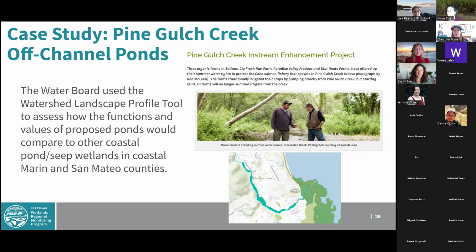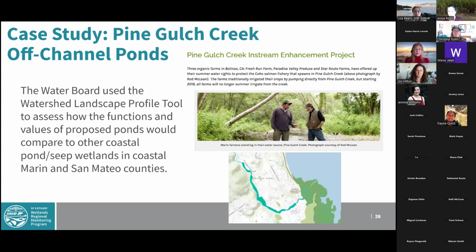And so we used the Watershed Landscape Profile tool to assess how the functions and values of those proposed irrigation ponds would compare to other coastal and pond seep wetlands in coastal Marin and San Mateo counties. And so that was really helpful for us to understand the landscape context of these different wetlands, the functions and values that they provide within the landscape, and how to think about impacts and compensatory mitigation.